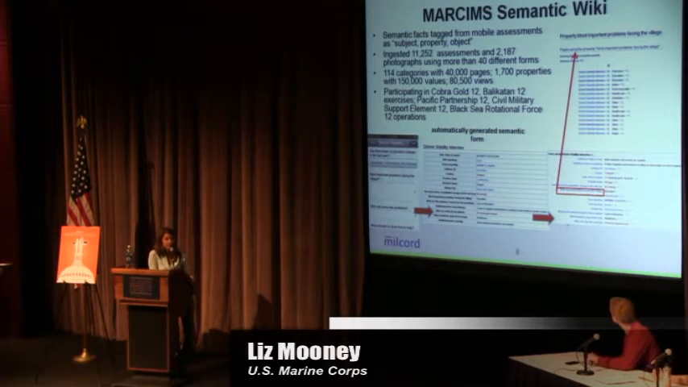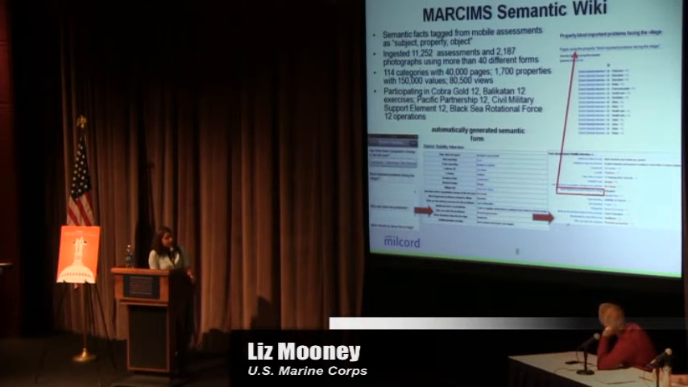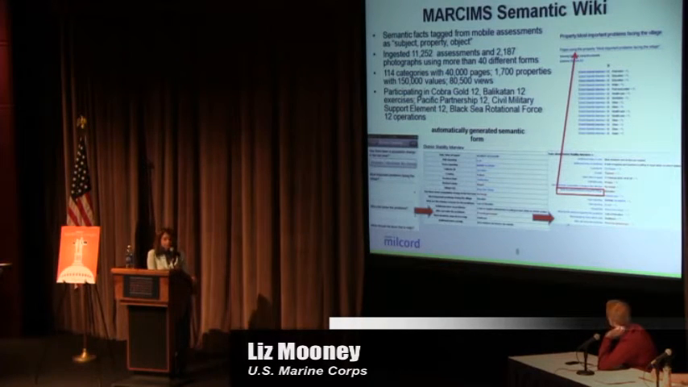You can see some of the statistics of our MARCIMs wiki. We've ingested more than 11,000 assessments and more than 2,000 photographs using more than 40 different forms. We have a dynamic ontology with 114 categories, more than 40,000 pages, and at this point we have almost 81,000 views. So in this past year, we've participated in Cobra Gold exercises in Thailand, Balikatan exercises in the Philippines, Pacific Partnership around Southeast Asia, Civil Military Support Element in Cambodia, and we look forward to supporting Black Sea Rotational Force operations in Eastern Europe later this year.